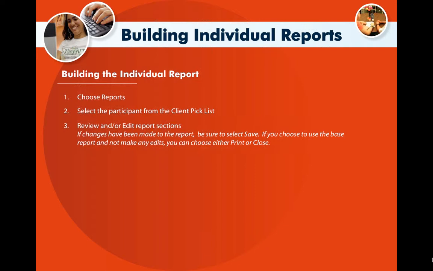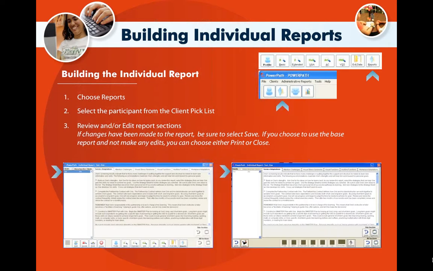Moving on to generating individual reports. To begin building the report, choose Reports. As always, select the participant from the client pick list or confirm that the correct record is highlighted. Our software has a really great option for reports. You can edit your report text in any or all sections before printing. This way you can remove, add to, or modify the base set of customized strategies and adaptations according to your needs. If you made changes to the report text, be sure to select Save.